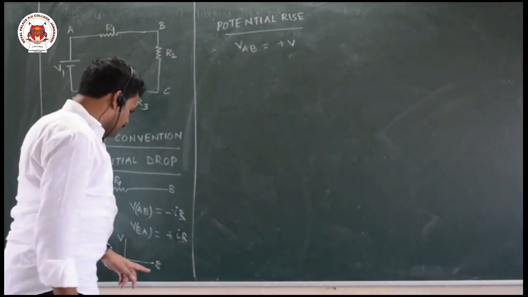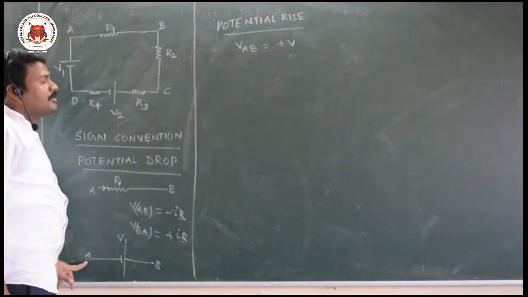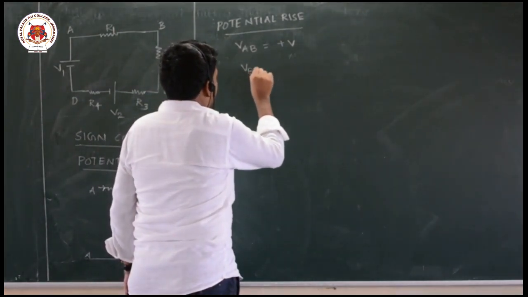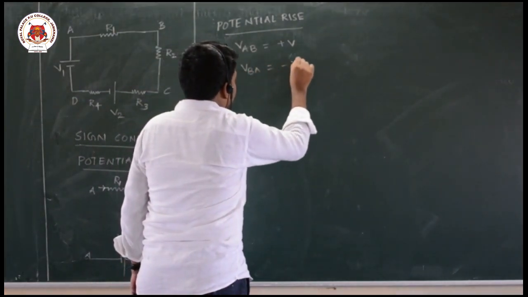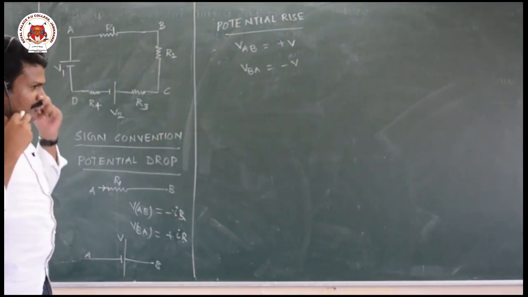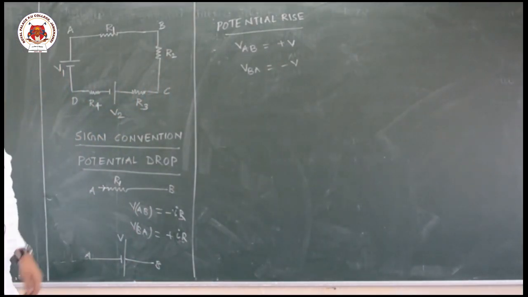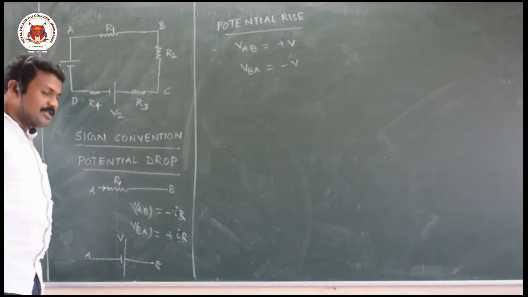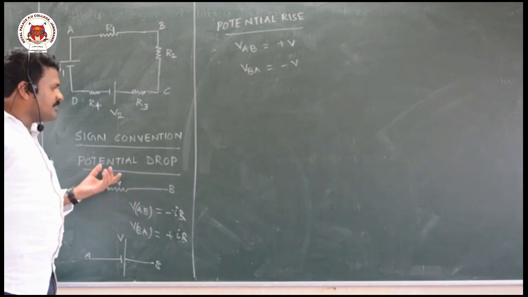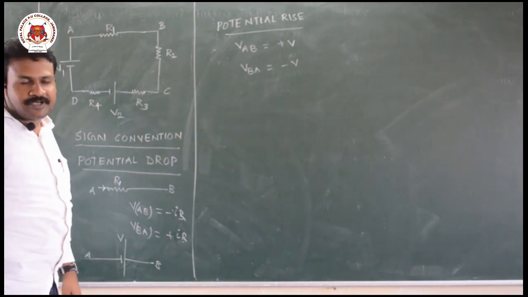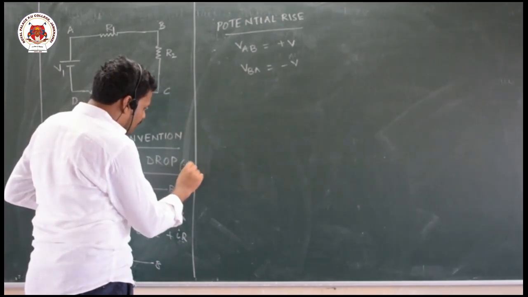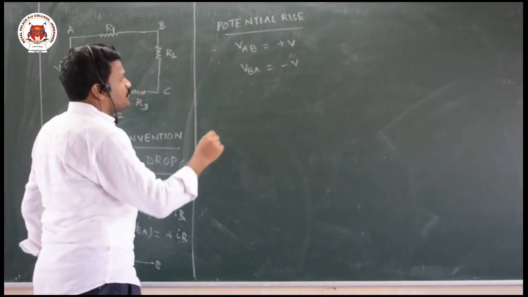And when you are moving from B to A, potential from B to A, I have to write this as minus V. So if you remember only one sentence, you can easily remember the sign convention of Kirchhoff's second law. Potential drop is negative, potential rise is positive.